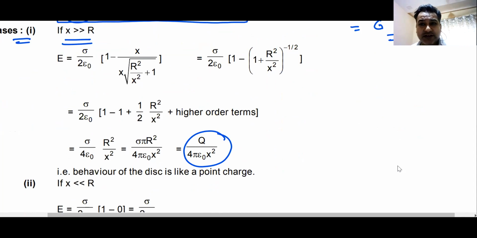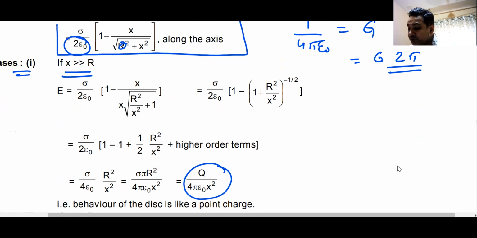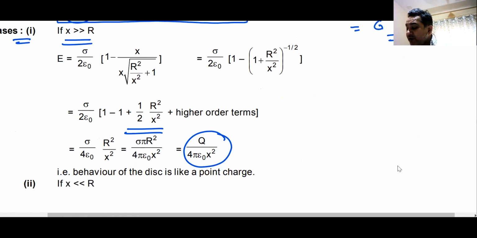We have used binomial expansion here. I hope you understand the meaning of binomial expansion. Everyone understand the meaning of binomial expansion? They have used binomial expansion over here, and they got this formula.